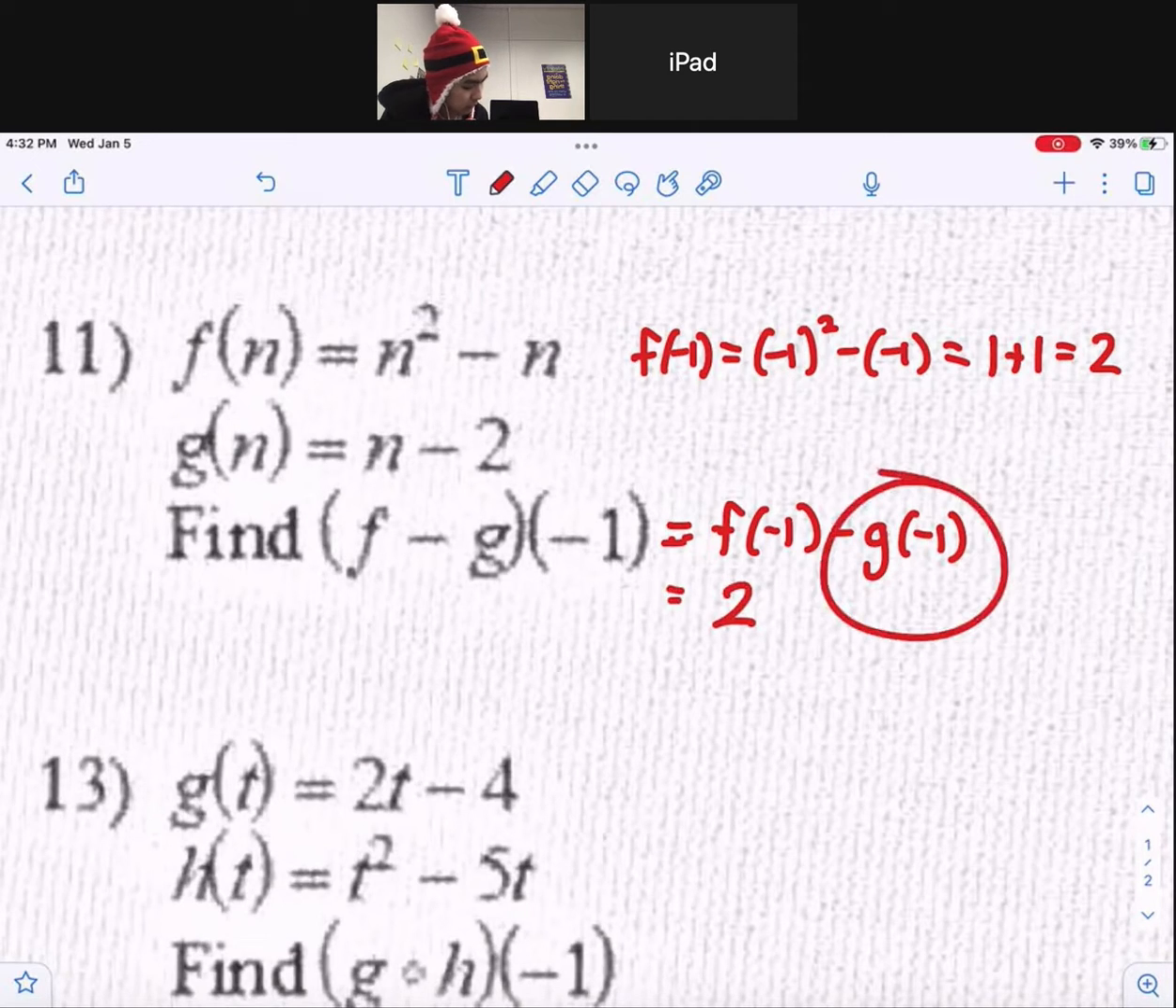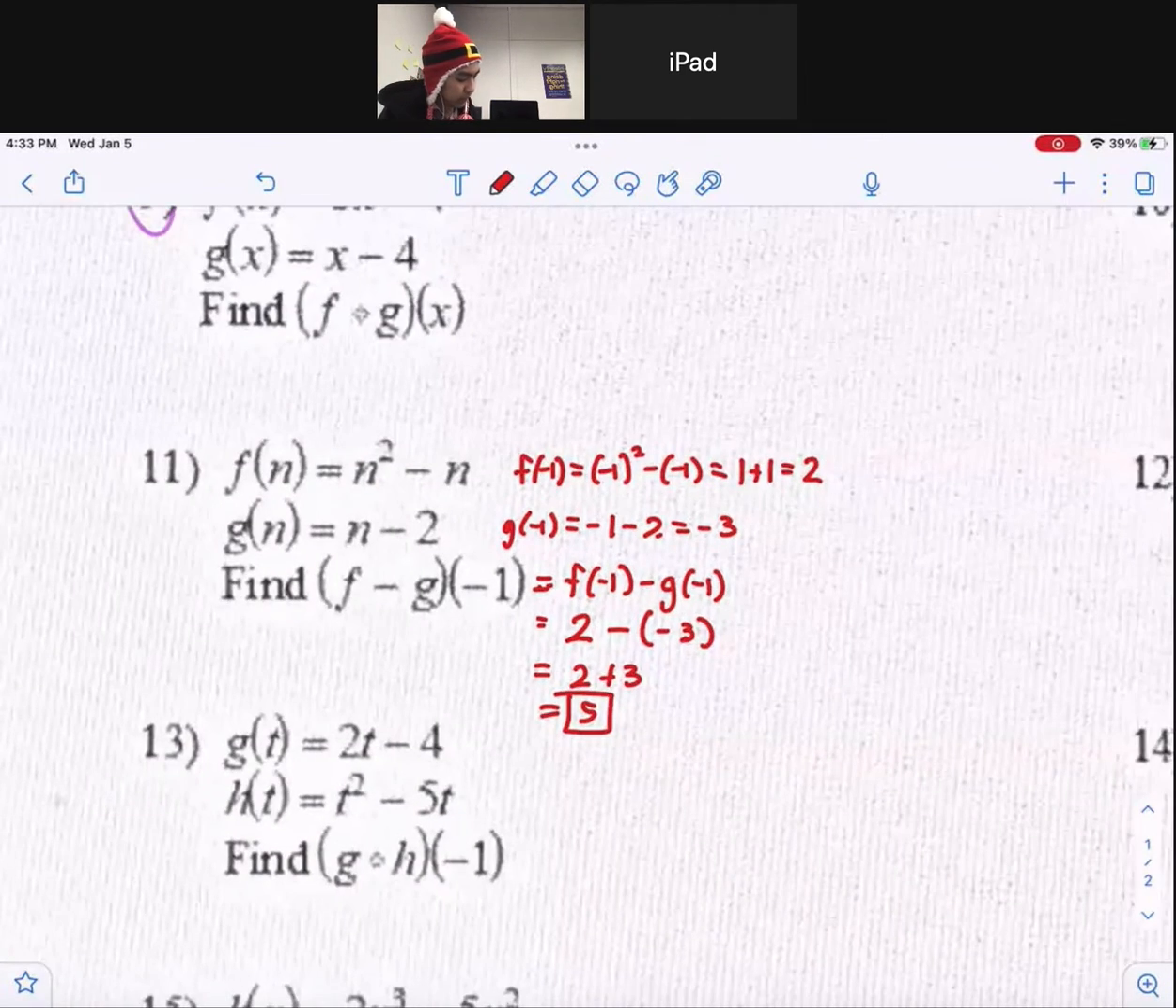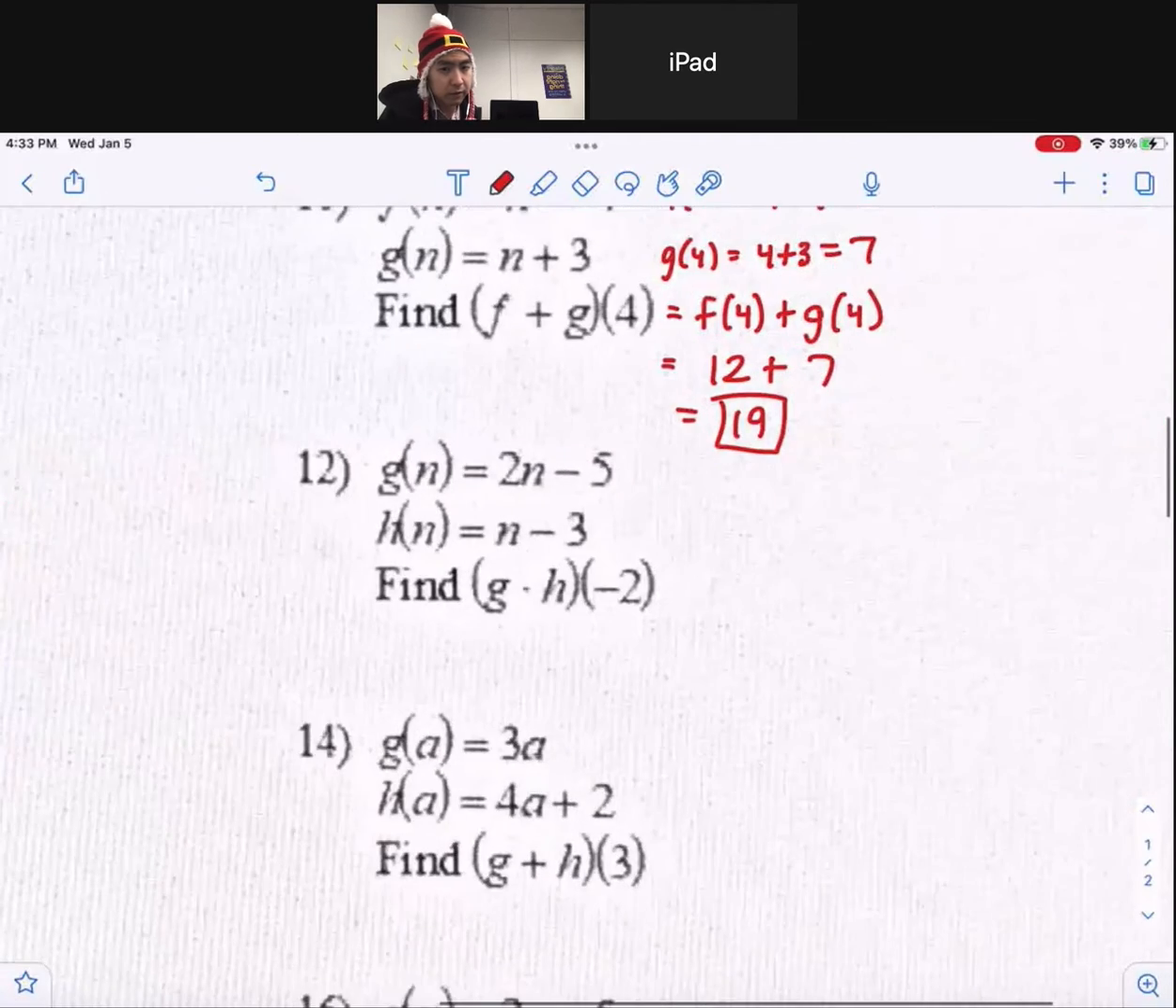But now we have to plug in for g. So minus, because it comes from here, right? Plug in negative 1 into g. If you plug in negative 1 into g, negative 1 minus 2. That's negative 3. So g of negative 1 is negative 3. So a negative of negative 3, that's positive 3. So our answer for this one is going to be 5. Lots of minus signs in that one, right?